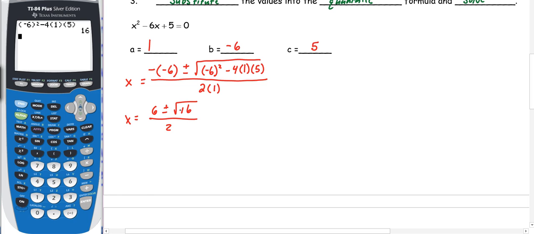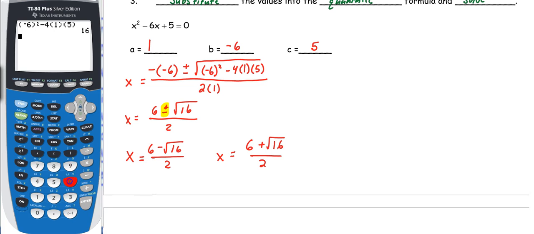So when we get x is equal to, we have to break this apart because there's a plus and a minus sign. So there are two values that x equals. So x equals 6 minus the square root of 16 over 2, and x equals 6 plus the square root of 16 over 2. When we stick these in our calculator, we're going to do the numerator first and then divide by our denominator. So for the first x, we have 6 minus the square root of 16, which gets us our numerator, and then we're going to divide by the denominator.